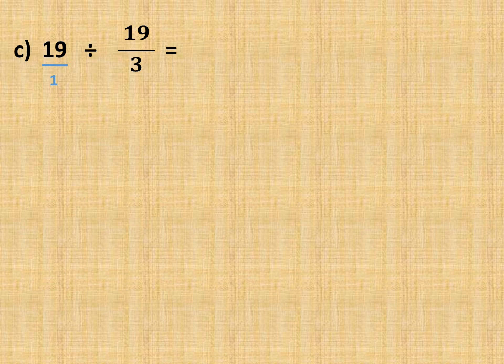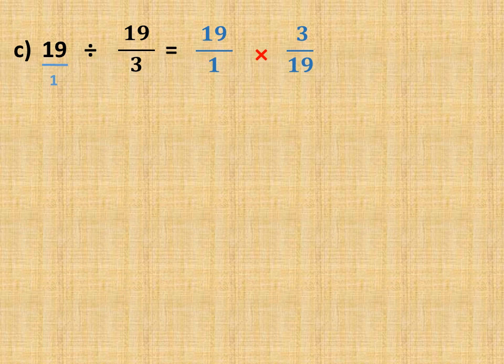So now let's start our steps. Keep the first fraction, 19 over 1. Switch the sign, divided will be multiply. Then the reciprocal of the second fraction: 19 over 3 will be 3 over 19. Now we have 19 over 1 times 3 over 19. Let's start our steps of multiplying fractions. Simplify 19 and 1. Can we simplify 19 and 1? No, we can't, because they are not in the same table.